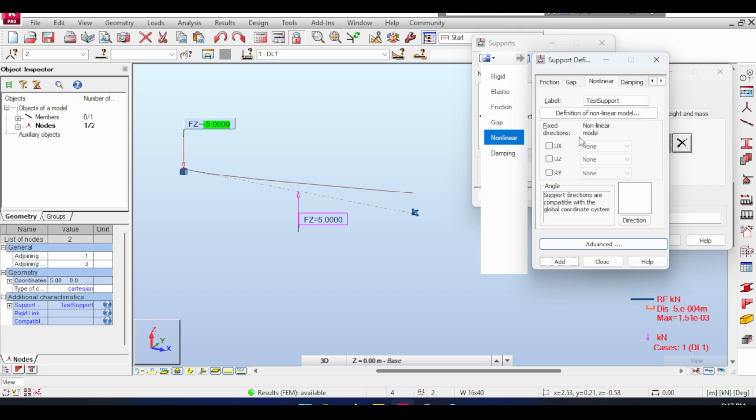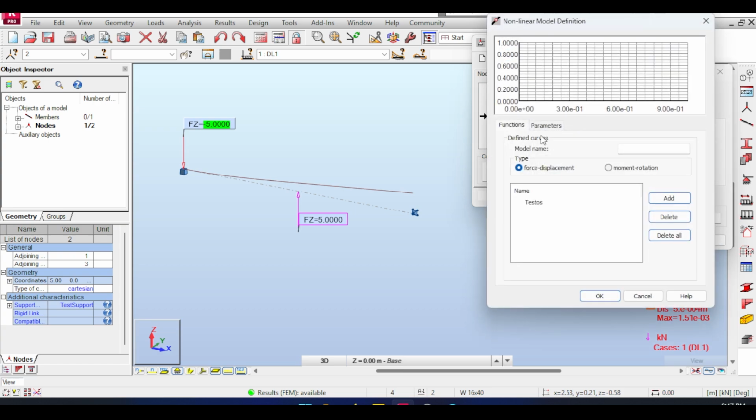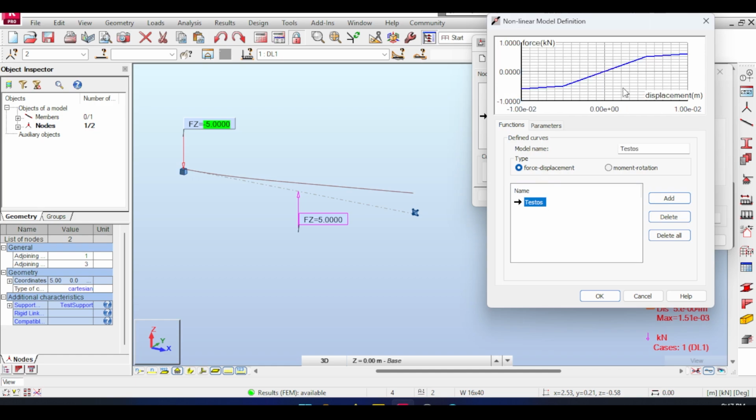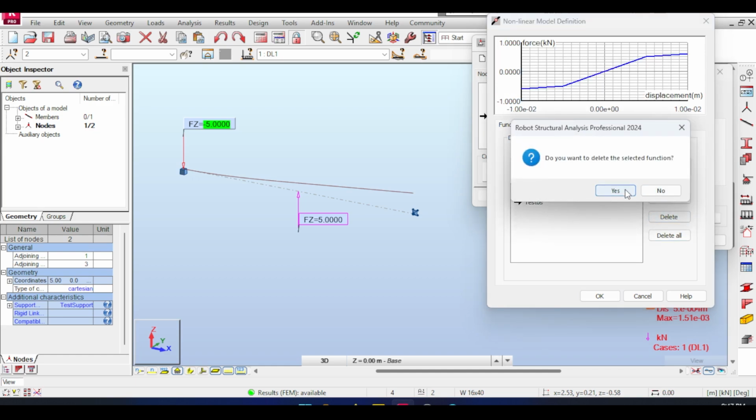So let's make a nonlinear model, right? If I click on UZ, I want UZ to be held in place with a nonlinear model. Now I made the model already, it's called Testos, but how did I even get this? In your case, you will see a none here. Well, you can go to definition because you cannot select a nonlinear model here. You have to go to definition of nonlinear model and define yourself a nonlinear model. I have Testos here, which I defined already. I will delete it now because I want to define it again.